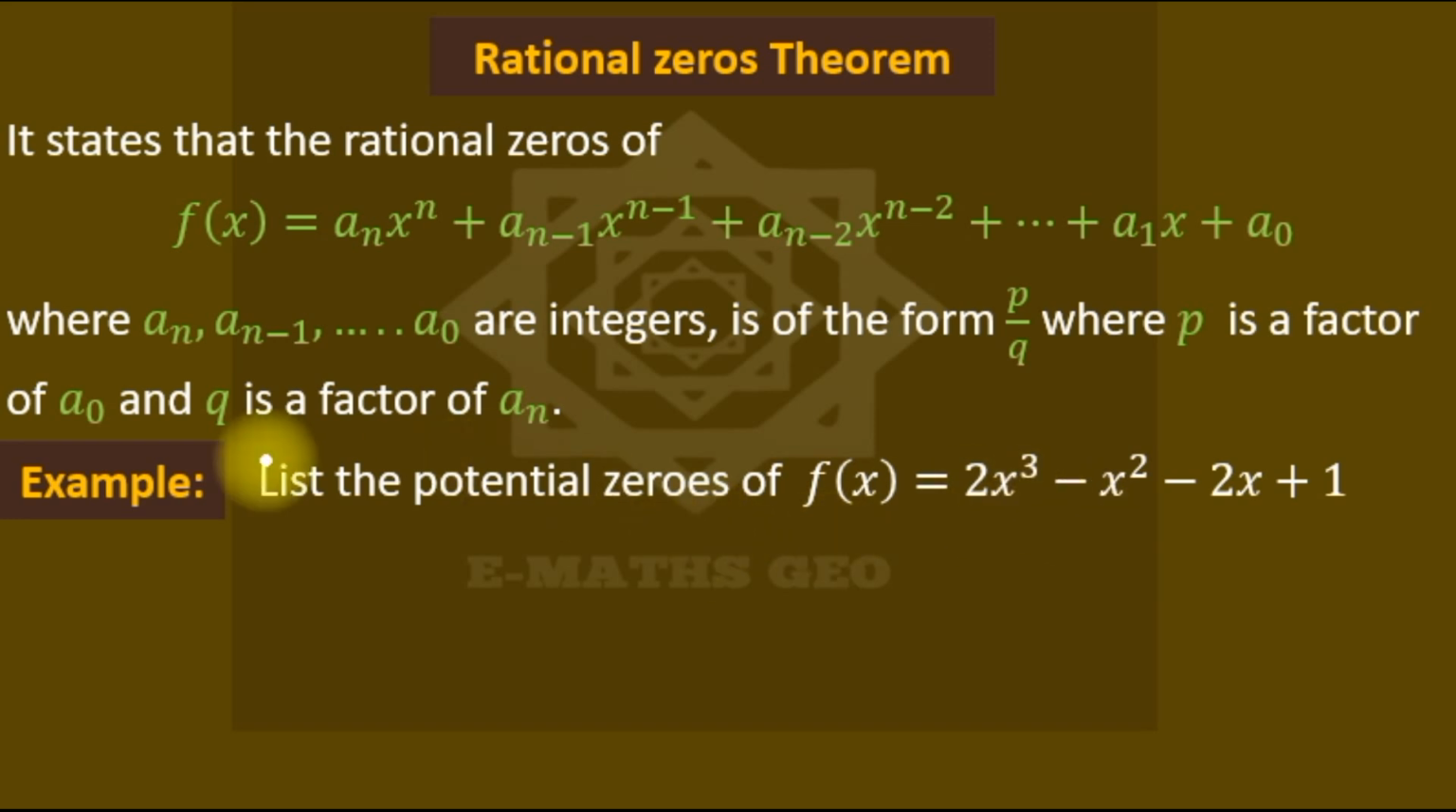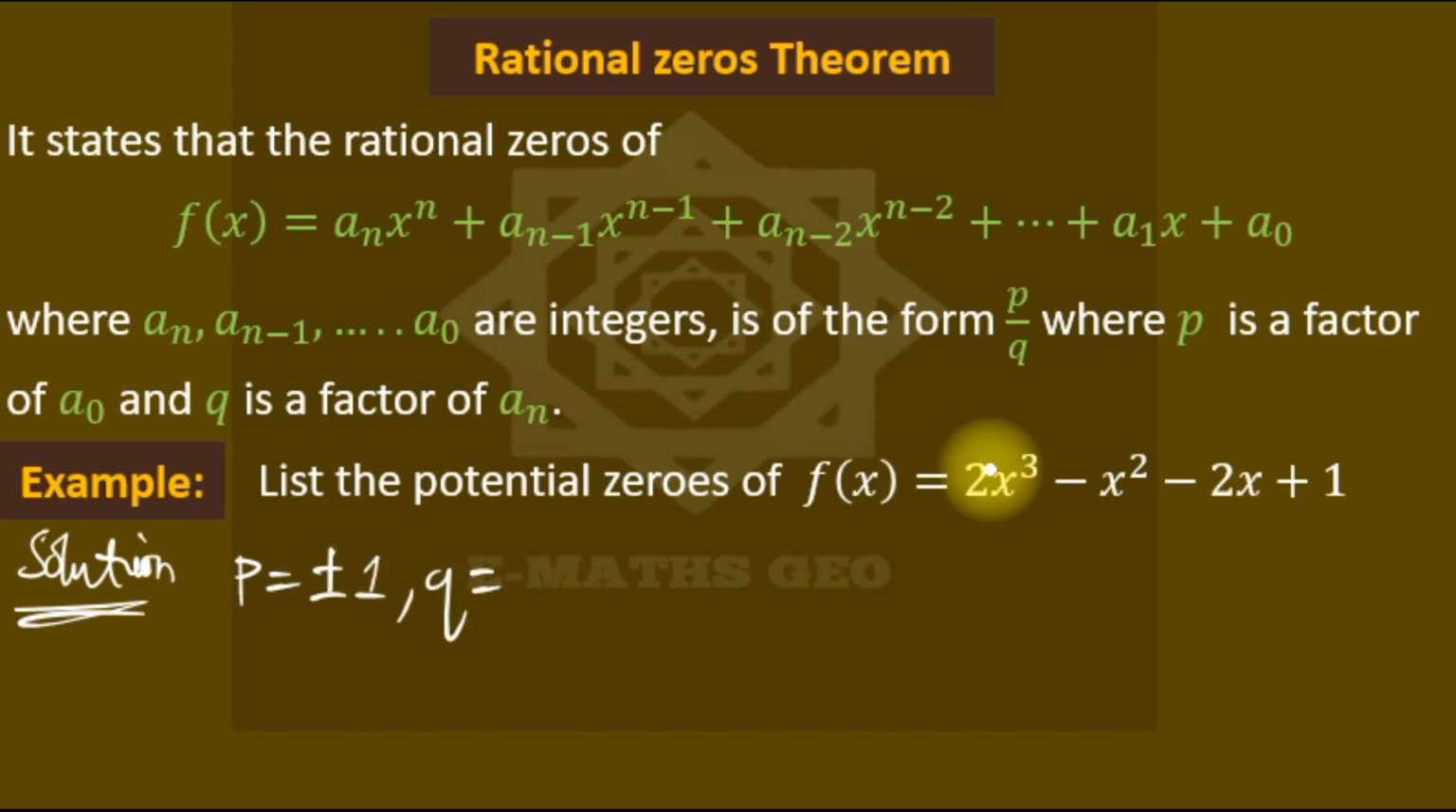So let's look at this. We are asked to list the potential zeros, that's the possible zeros of this polynomial. The rational zero theorem will help us to get the roots fast. I told you that from this theorem, p are the factors of the constant term. The constant term here is 1, a of 0 is 1, so the factors are plus or minus 1. And q are the factors of the coefficient of the highest power.